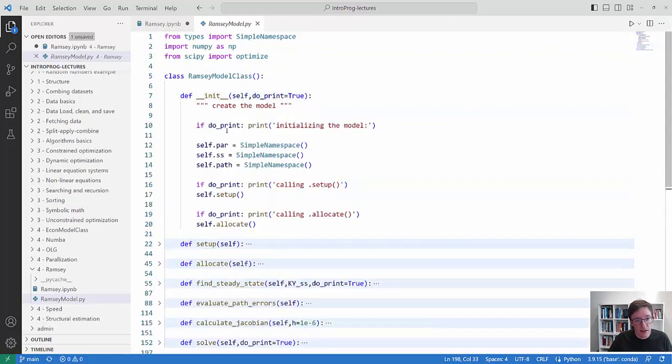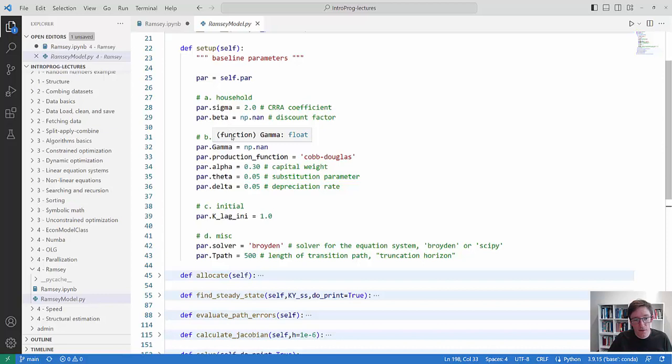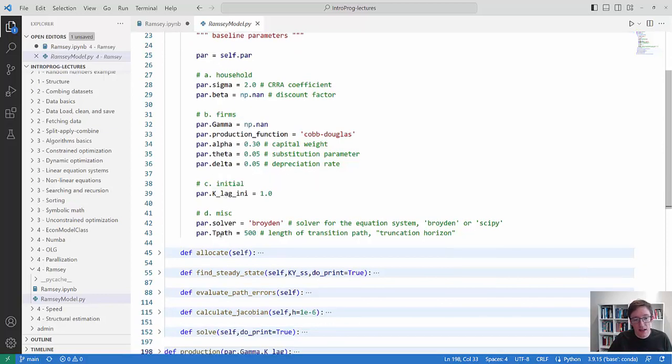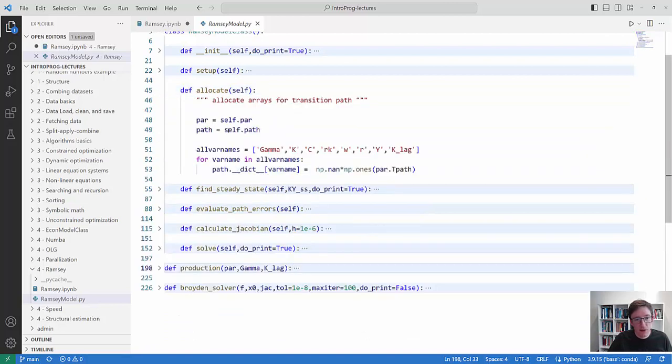But in initialize, we simply create the SS and the path as simple namespaces. Then we call setup and allocate. And in setup, we set some parameters for the households, for the firms, the initial value of capital, and some technical stuff about which solver we will be using when we're solving the model, and how long the path will be, what the truncation horizon will be in this model. So let's close this, and in allocate, I'm simply going through all my variable names, and then I'm allocating something that's equal to the path here. So that's simply taking care of that.